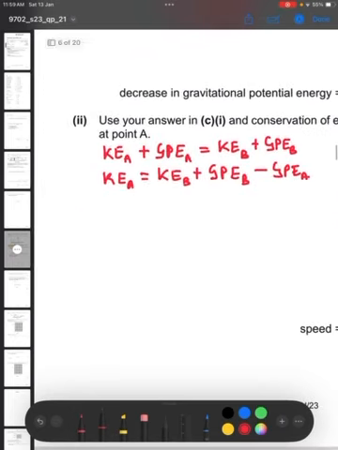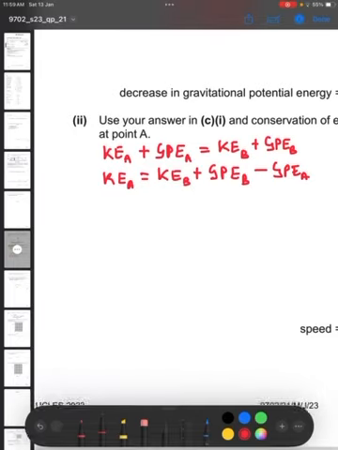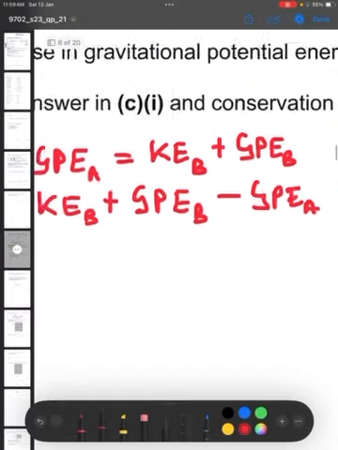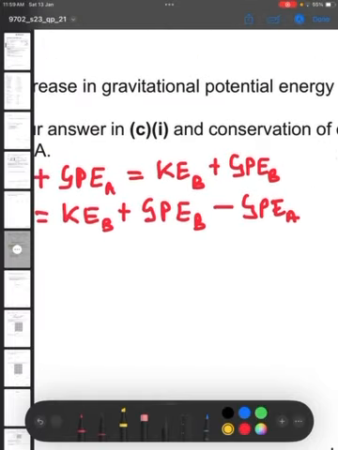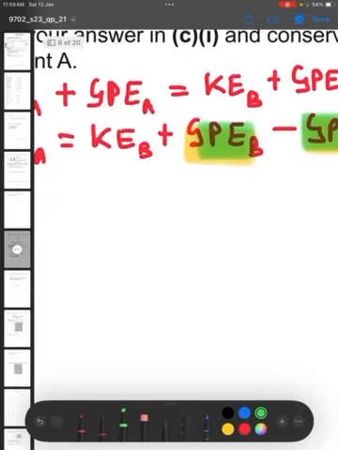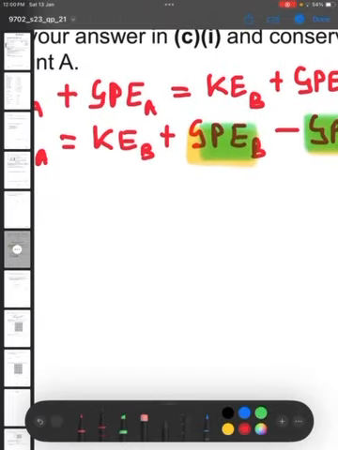But we have to be very careful in our subtraction here, as I shall show you why. We know that the value of the gravitational potential energy at B is less than the value of the gravitational potential energy at A. So we are subtracting a bigger value from a lesser value, and a lesser value minus a bigger value will obviously give us a negative value. It is important that we take care of that, because it will affect how we approach this part.